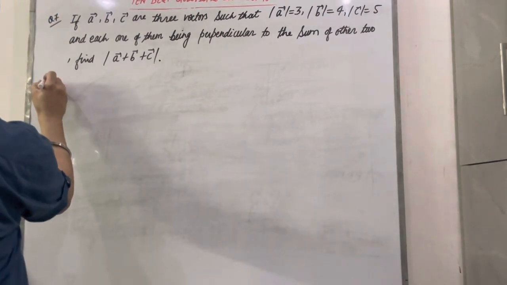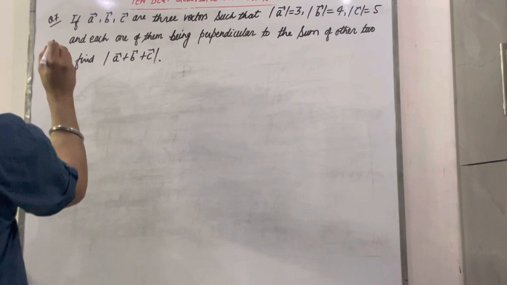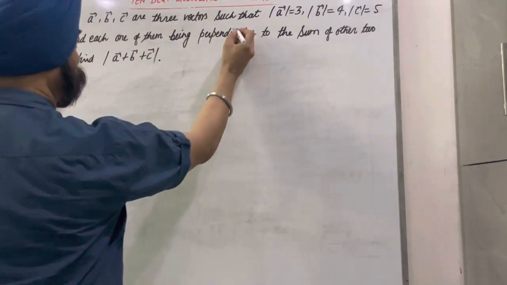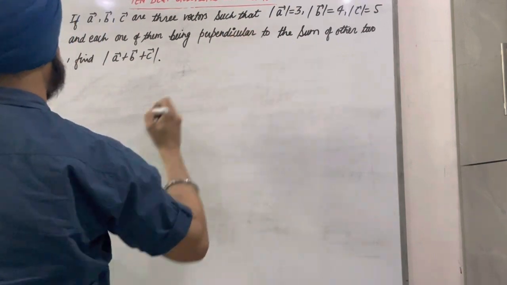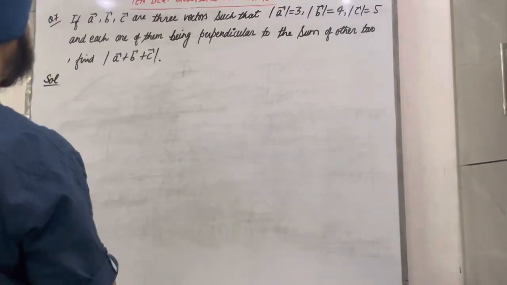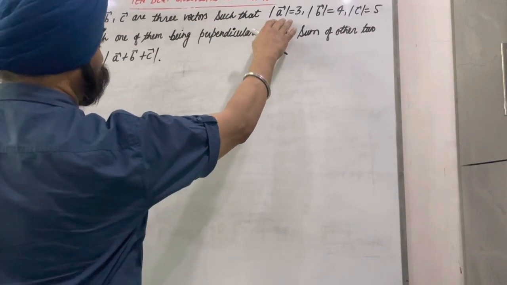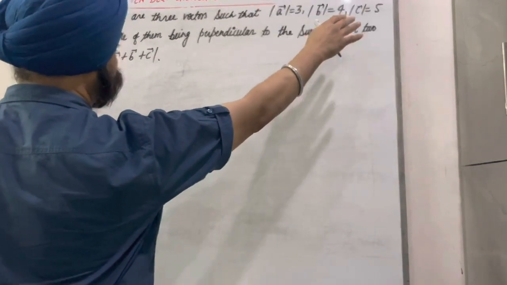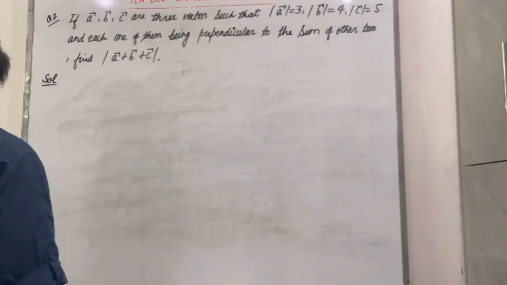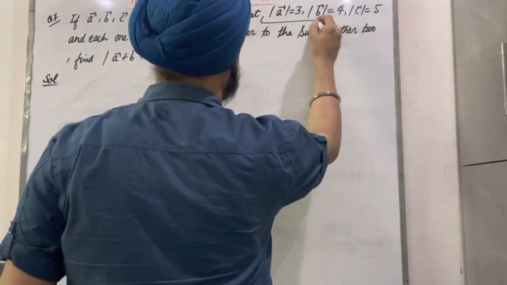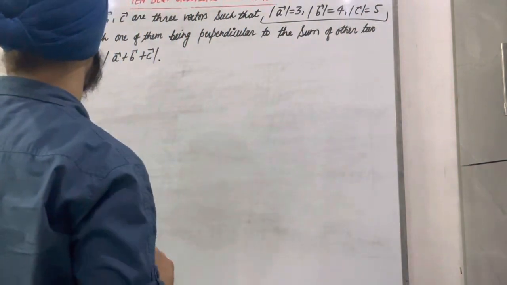So let us now observe what is given and how it is going to be helpful in finding the solution of this question. Something that they have declared right in the beginning. They have given the magnitudes of A, B and C as 3, 4, 5 respectively. So this is an information that we'll be utilizing at a later stage.